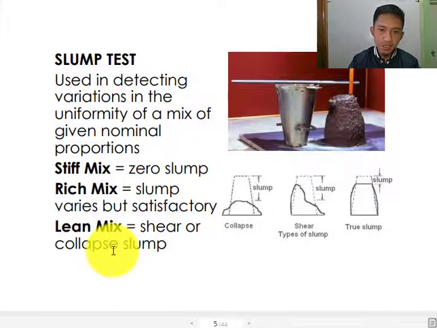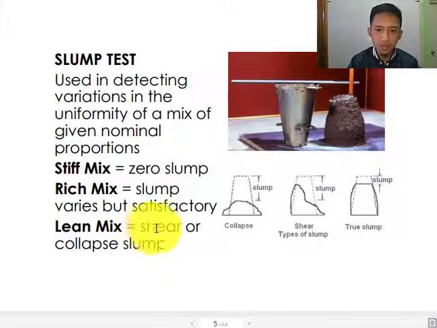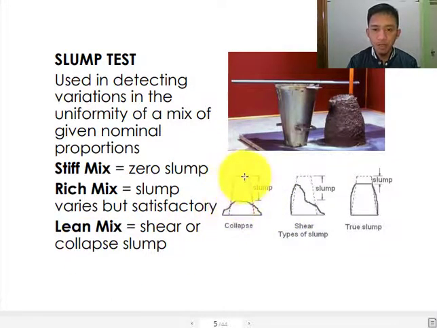Okay, so lean mix, you might have a shear or collapse slump. If you say collapse slump, that will totally fall. That will have a very big slump. And if you say shear type of slump, some part of that will fall, but the other part will be standing. That will happen if we have a lean mix or poor mix.